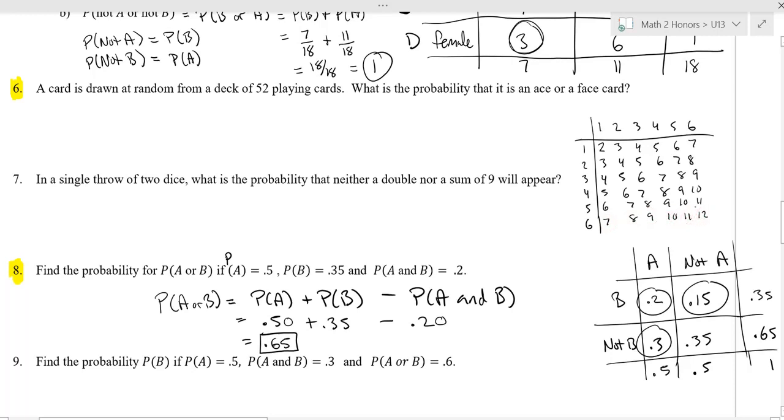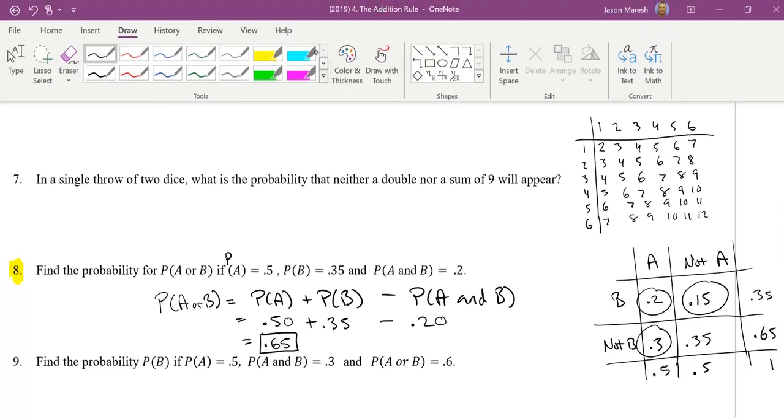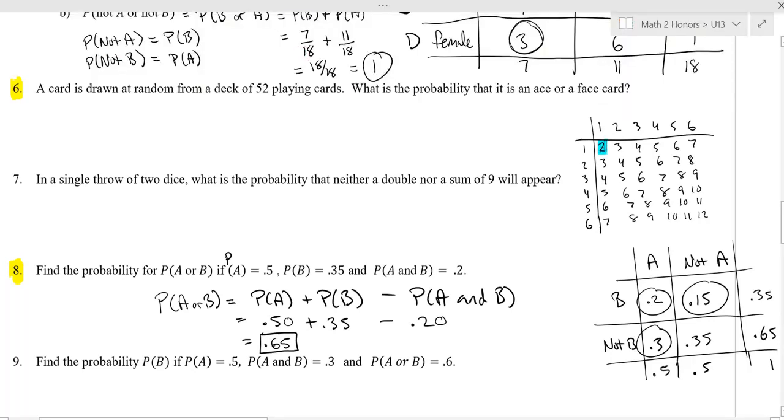Alright, now some of these sums come from doubles. If I roll a 1, 1, or a 2, 2, 3, 3, 4, 4, 5, 5, or 6, 6, those come from doubles. So I don't want a double, right? It was the probability that neither a double nor a sum of 9. So I don't want a sum of 9 either. I'm going to highlight my sums of 9. What I'm highlighting is what I don't want, but I want everything else.